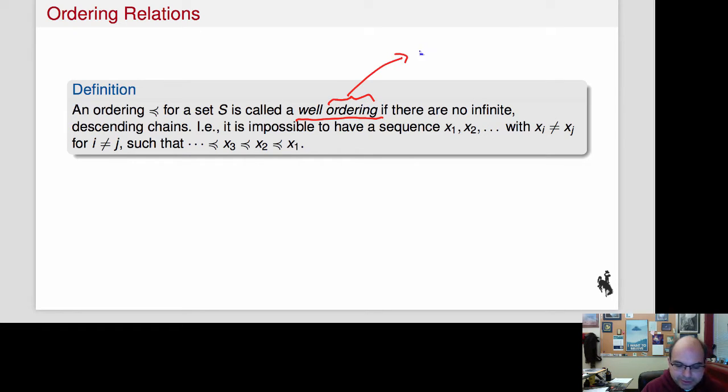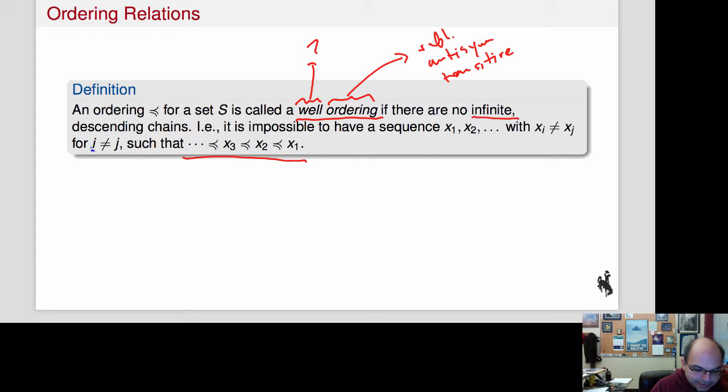That just means reflexive, antisymmetric, and transitive. That's all that word means. Ordering means those three things. The question is, what is a well ordering? That's what we're trying to define, and what we want is this property right here: that it is impossible to have an infinite descending chain.